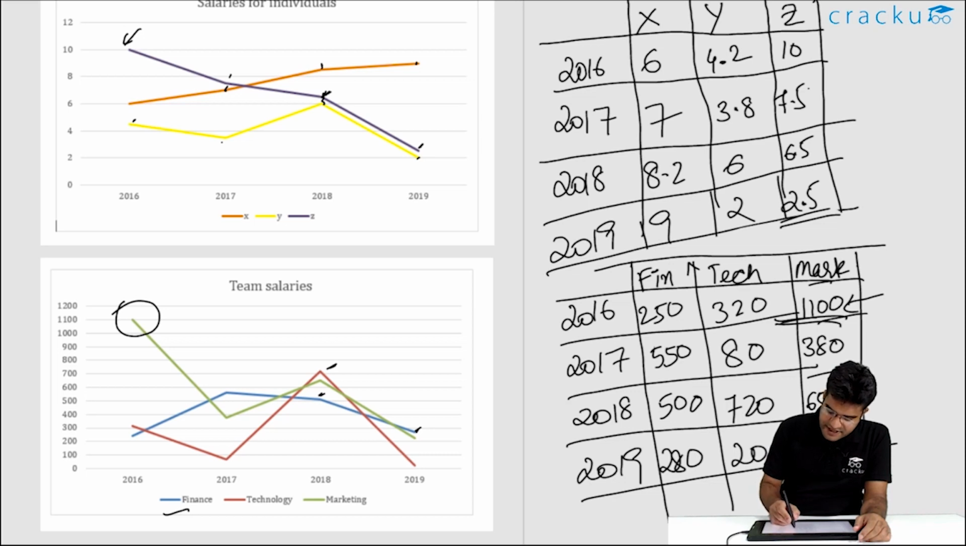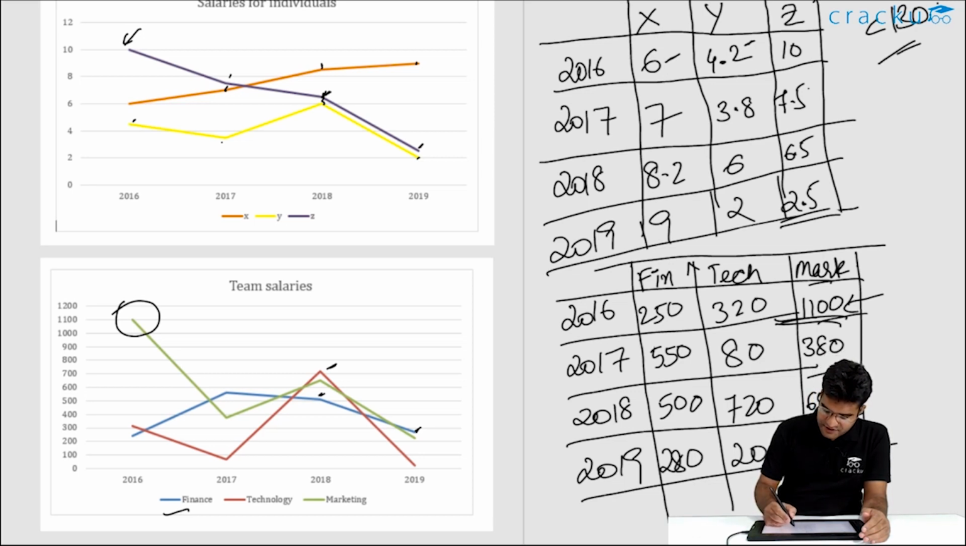Now if the individual salary of marketing is say 6, the number of employees in marketing will be 1100 by 6, so that is roughly around 200, it will be around 180. But that is not possible because we know that in each of these years, all the employees in each of the departments is a distinct multiple of 10 less than 130. So it can't be 6. So if it is say 4.2, again 1100 by 4.2, you will get something close to 250. That is also not possible.